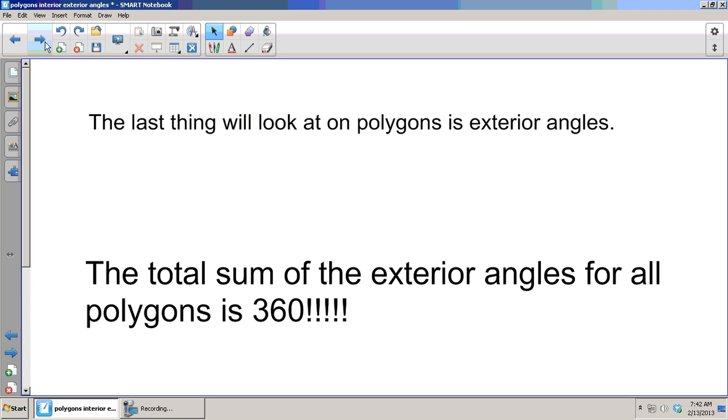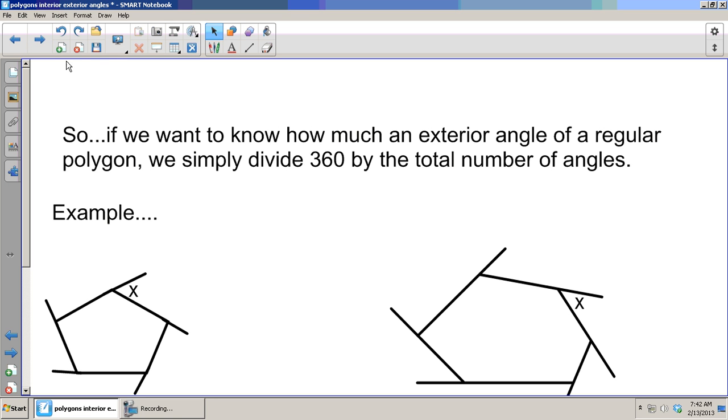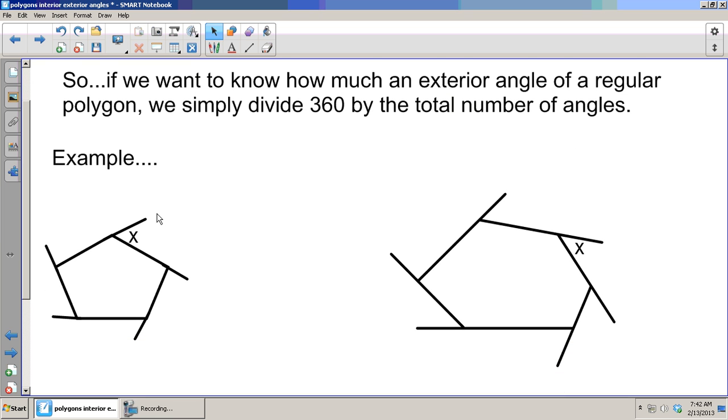Let's keep going. Alright, now we need to look at exterior angles. This is all you got to know. The sum of all the exterior angles for all polygons, no matter how many sides it has, is 360 degrees. Okay? So if you want to know how much an exterior angle is of a regular polygon, all you do is take 360 and divide it by how many angles it has.